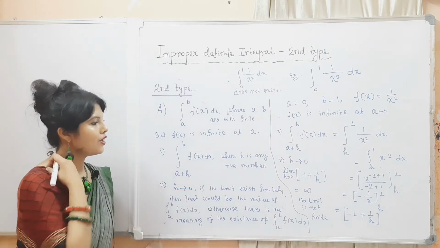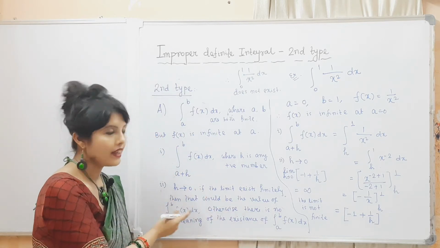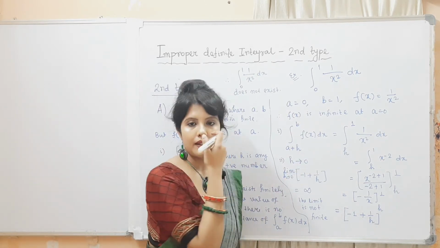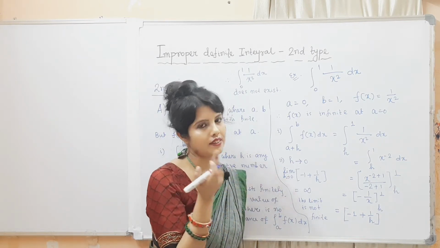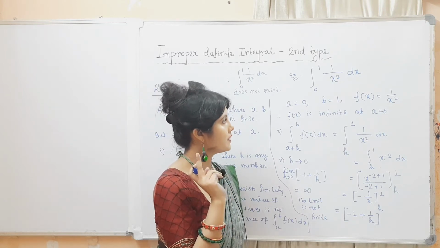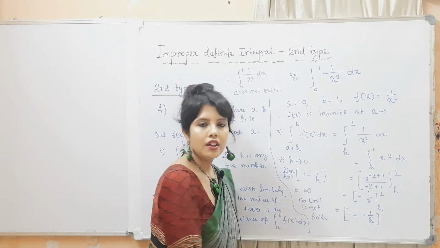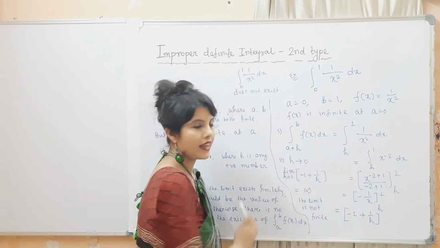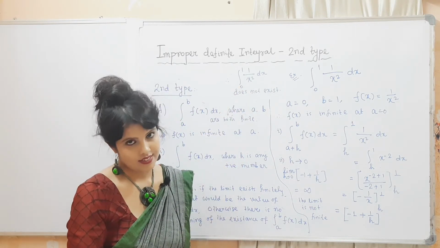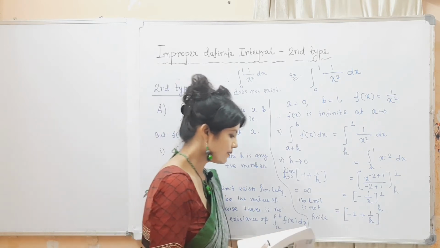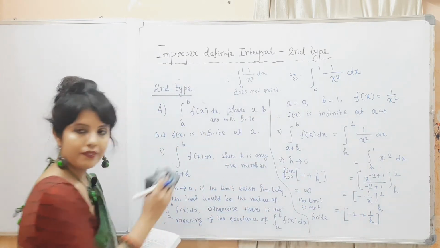So I have solved here two kinds of problems of section A. In the first problem the limit was finite, and therefore the value of the integration was also finite, and the integration exists. So the value of the integration was 3 by 2. Now in this problem, since the limiting value is not finite whenever you are taking h tends to 0, this integration does not exist. Now I am going to the second section. So hope you have understood this.